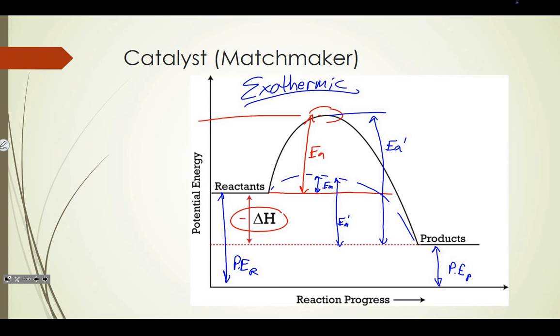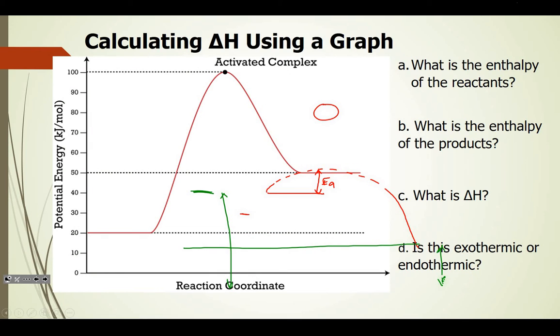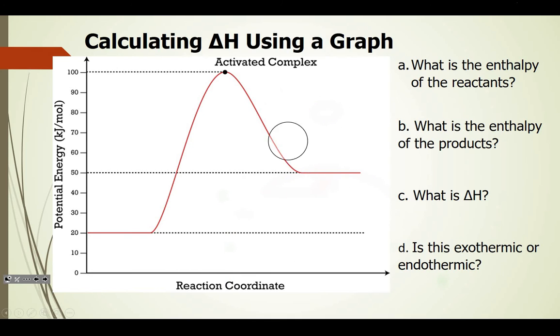Okay, so let's do another one where we are given a graph and we have to answer the questions. What is the enthalpy of the reactants? They're asking what is the potential energy of the reactants. So that is right here. This is my potential energy or the enthalpy of my reactants. So what would I put for the answer? 20, and I would also put the units. So it would be 20 kilojoules per mole. So I need to make sure I put the units on there.